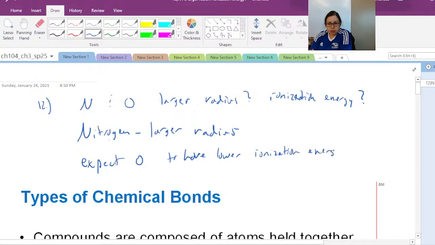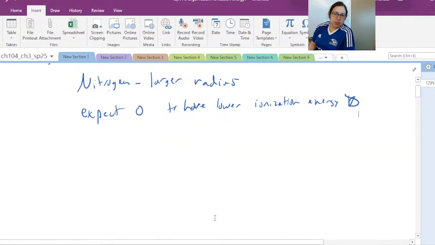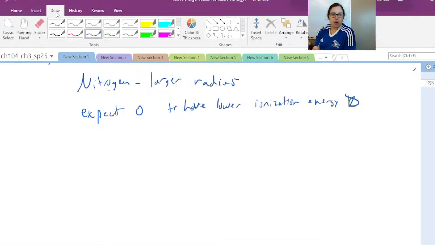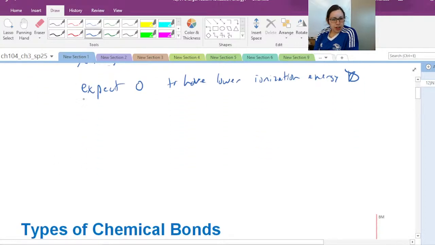And so this is actually one of the weird exceptions. Let's understand it, because there are reasons for these weird exceptions. We find that actually nitrogen has the lower ionization energy, which is unexpected. If we look at that, nitrogen goes back to our electrons.